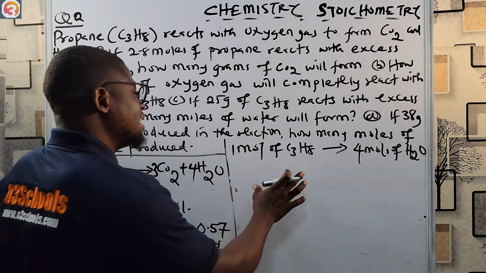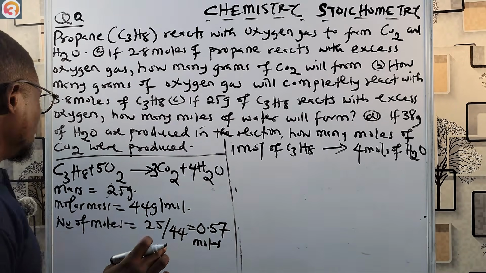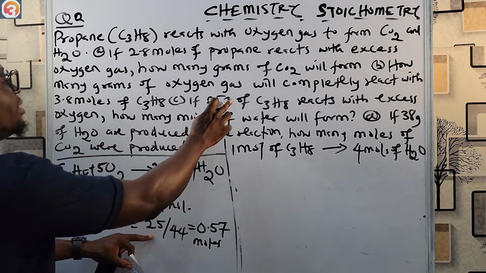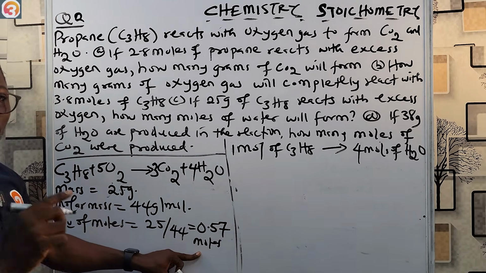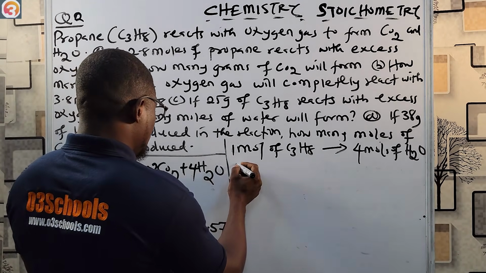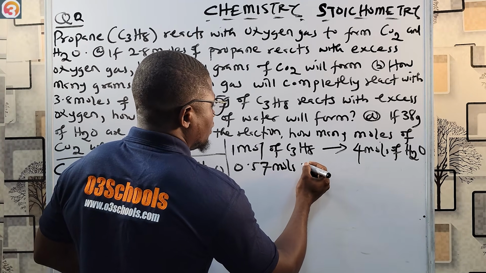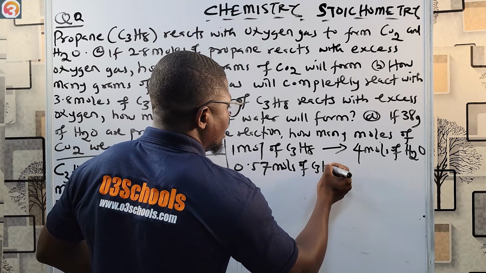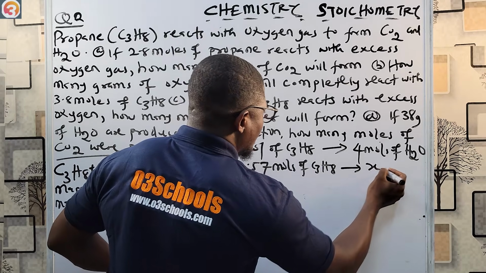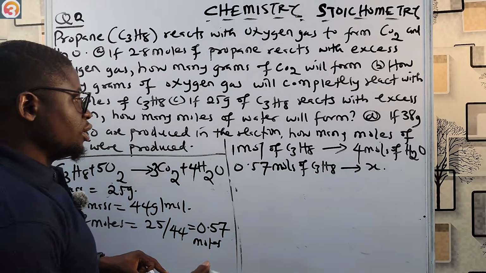So now that we have gotten that out, what next do we know? We know that 25 grams corresponded to 0.57 moles of propane. So now 0.57 moles of C3H8 will give us X moles of H2O. So what you simply do is to cross multiply.